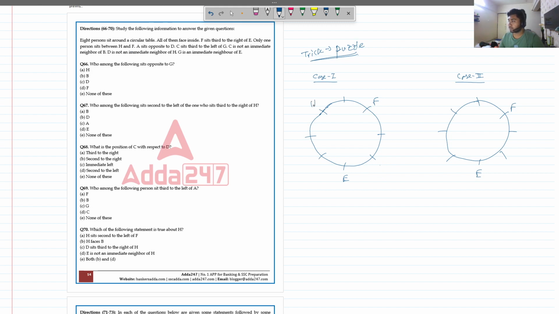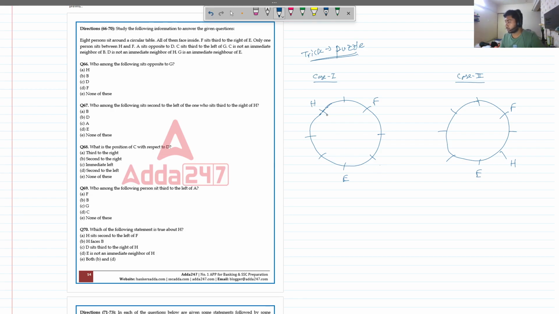So in this case I will put H over here, and in this scenario I'll put H over here. We don't know which will be correct. So that's why I told you to make two cases at least in the minimum. So H can be either here or here, according to the clue: only one person sits between H and F. Okay, let's move ahead. A sits opposite to D. That means they have to be facing each other, diametrically on the circle.